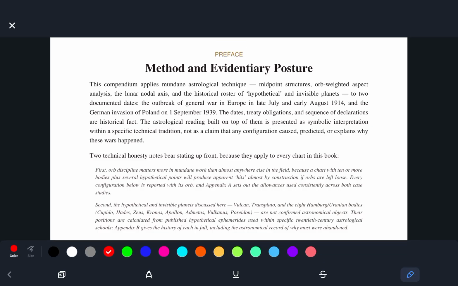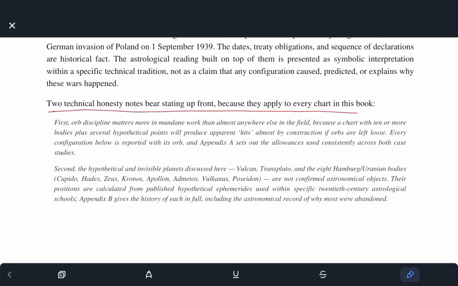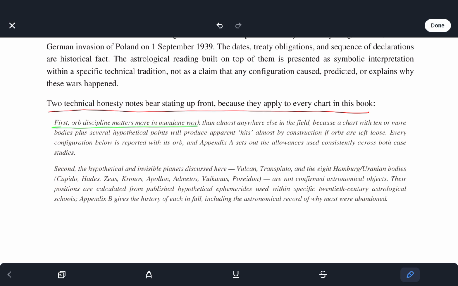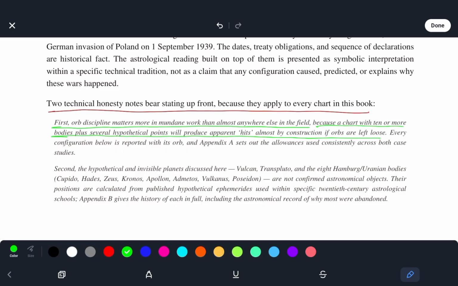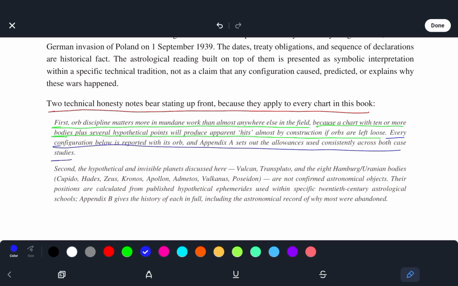Alright, so we left off right here. Basically, we're going to look at these 2 technical honesty notes, worth stating up front, because they apply to every chart in this book. First, orb discipline matters more in mundane work than almost anywhere else in the field, because a chart with 10 or more bodies, plus several hypothetical points, will produce apparent hits, almost by construction, if orbs are left loose. Every configuration below is reported with its orb, and Appendix A sets out the allowances used consistently across both case studies.